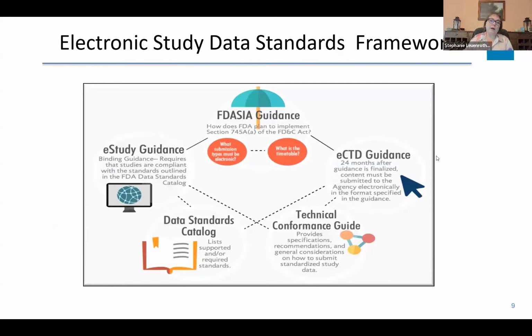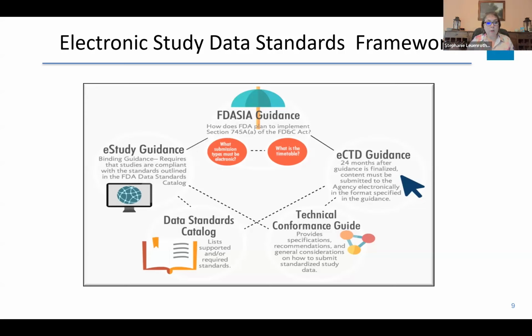So this is just a little graphic to show the electronic study data standards framework. You begin with Section 745A of the FD&C Act, which explains that FDA can basically state how we want to receive standardized study data and electronic data in particular. And from that, there is an overarching binding guidance, the 745A guidance.